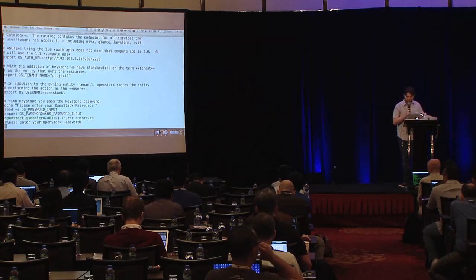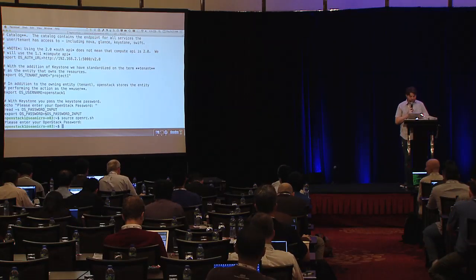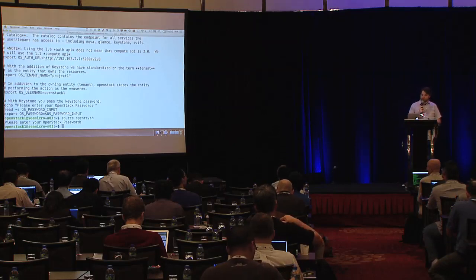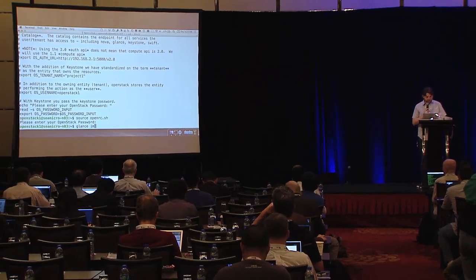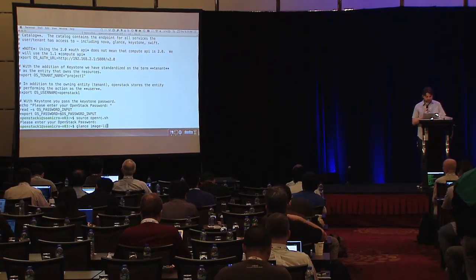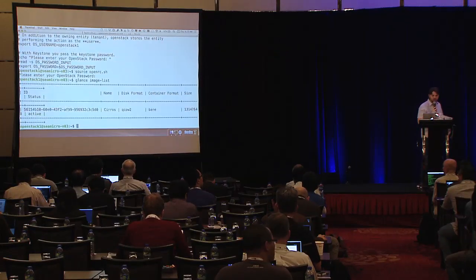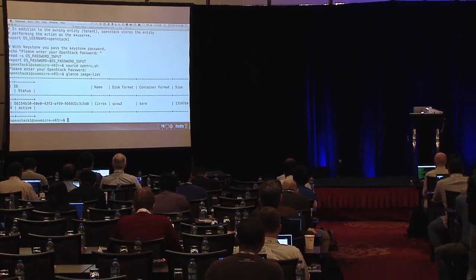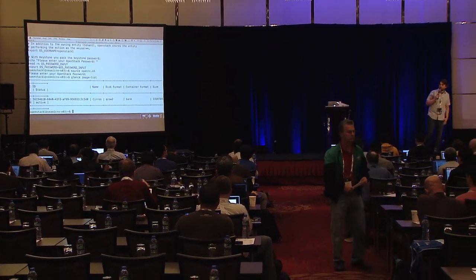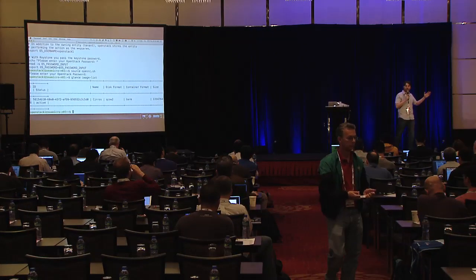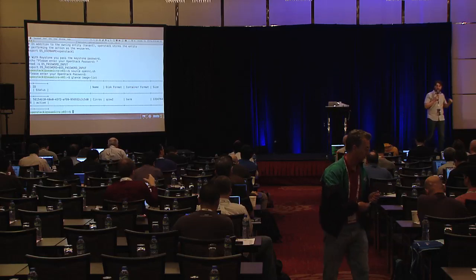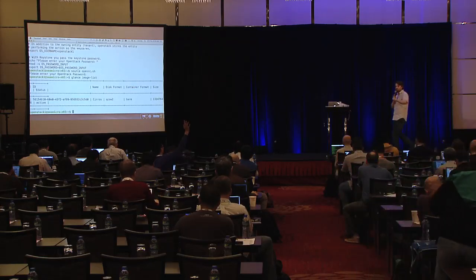So I'll go ahead and source that, and then it's going to ask me for my password. All right. And then to just verify everything's working, I can run something like glance image-list. And we should see one image already registered for us. Okay, is everybody able to do this? Anybody have any issues logging in, sourcing their credentials, starting to use some of the command line clients?